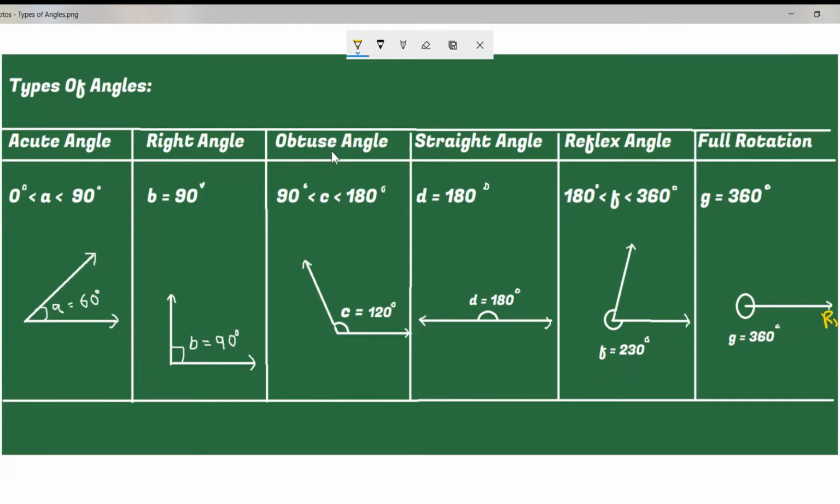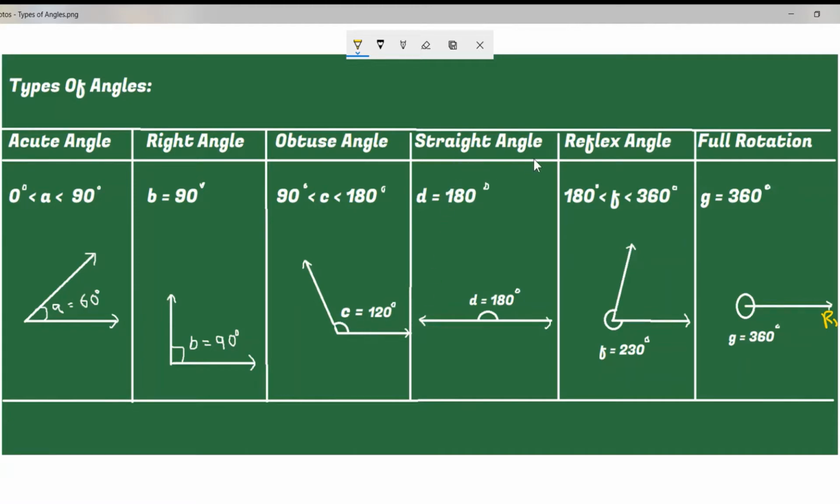Next one is obtuse angle. Obtuse angle measurement would be greater than 90 and lesser than 180. Here I have taken angle C which is equivalent to 120 degrees. 120 is greater than 90 and lesser than 180. So angle C is an obtuse angle.